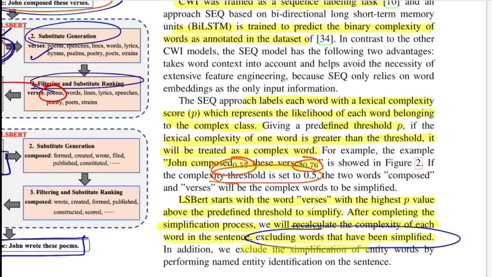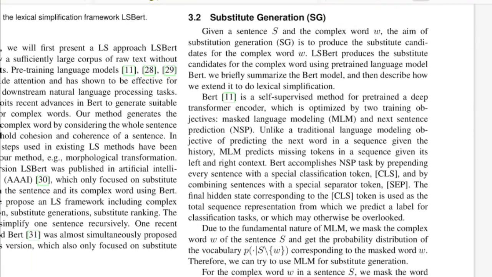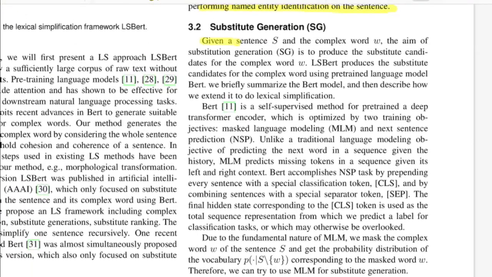And they also exclude any simplification on the entity words that exist in that sentence, which could be any name of a person, any location, any company name, and so on and so forth. Okay, so this was about complex word identification. Talking about substitution generation: given a sentence S and complex word W, the aim of the substitution generation is to produce substitute candidates for a complex word W. LSBert produces the substitute candidates of complex word using pre-trained language model BERT, and then they summarize what BERT does.